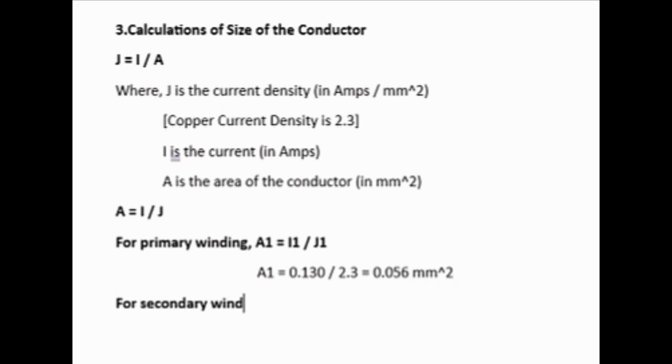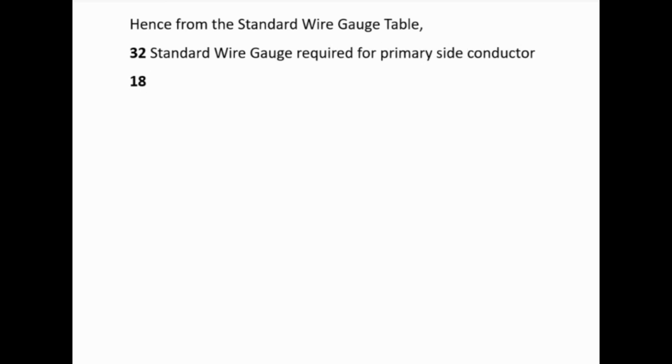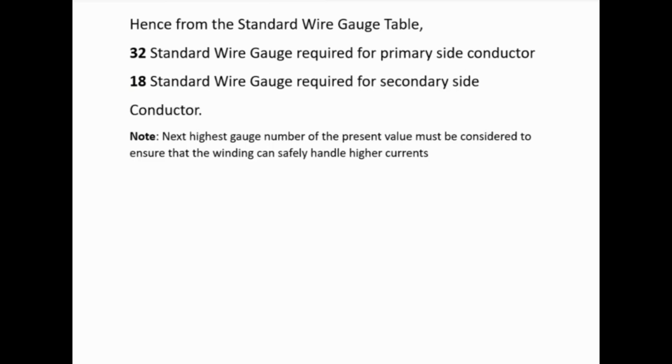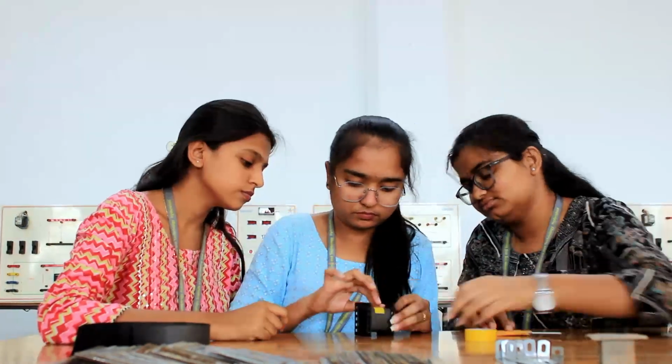For secondary winding, A2 is equal to I2 divided by J2. A2 is equal to 2 divided by 2.3 is equal to 0.869 mm square. Hence, from the standard wire gauge table, 32 standard wire gauge required for primary side conductor, 18 standard wire gauge required for secondary side conductor. Note that the next highest gauge number of the present value must be considered to ensure that the winding can safely handle higher currents. Winding insulation tape around the bobbin.